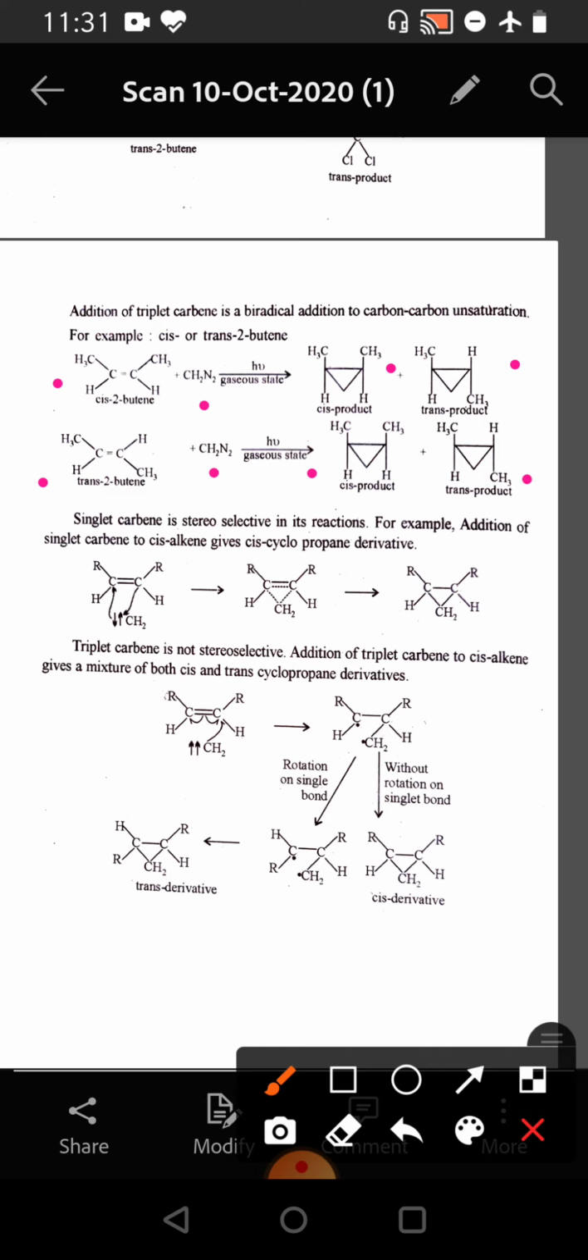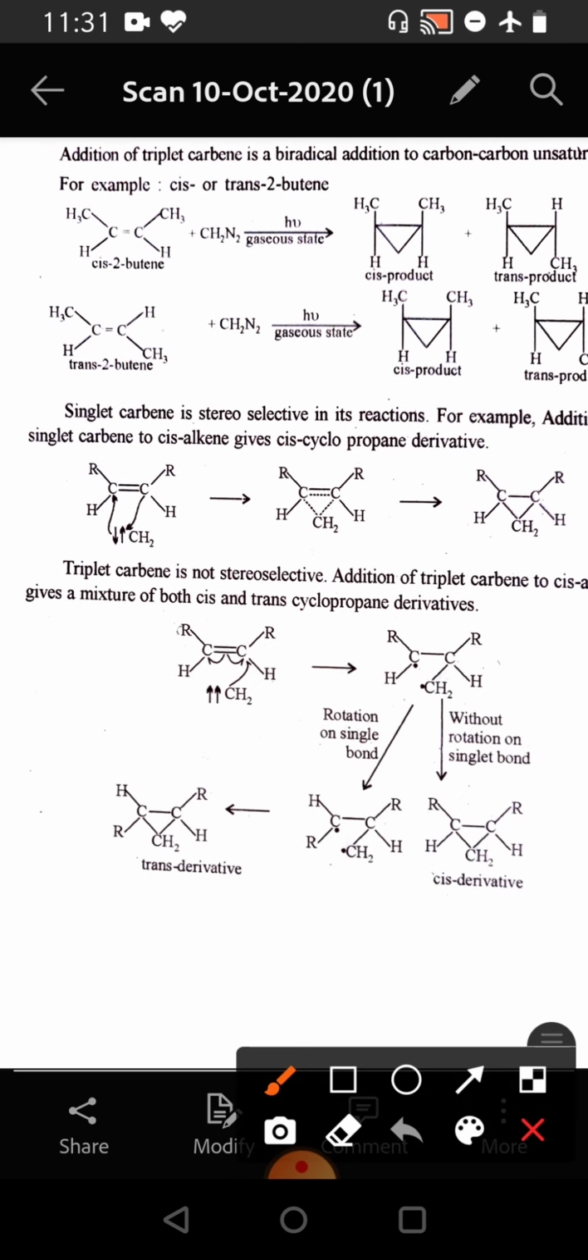If we consider the mechanism, then we see that in the addition of singlet carbene to the alkene, the pi bond breaks, and 2 new sigma bonds are simultaneously formed, and there is no chance for the carbon-carbon bond to rotate. Therefore, it is stereospecific.